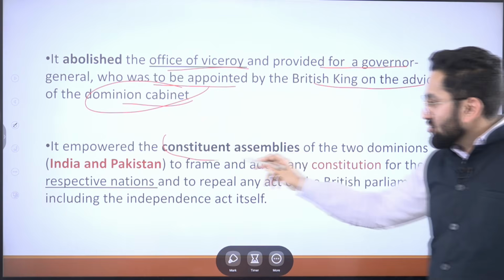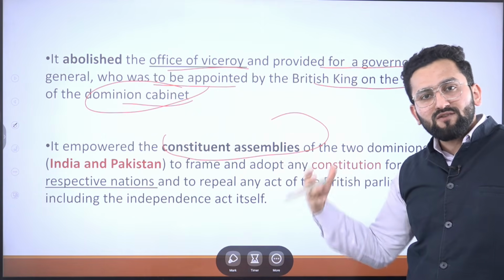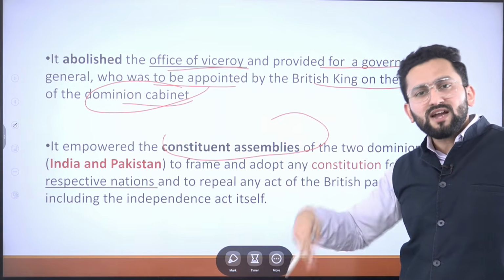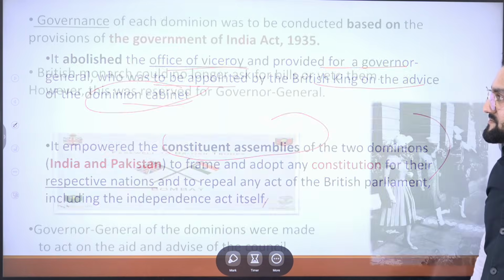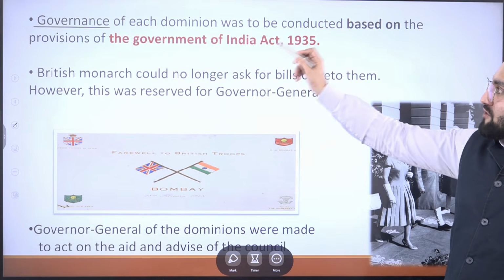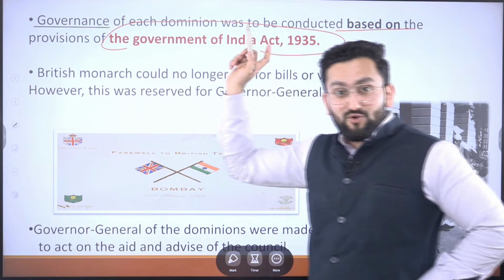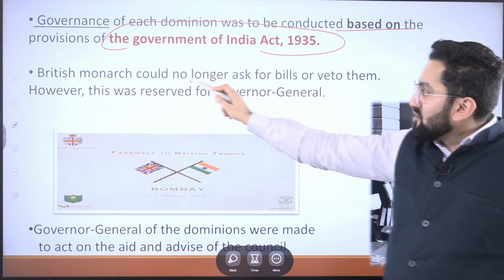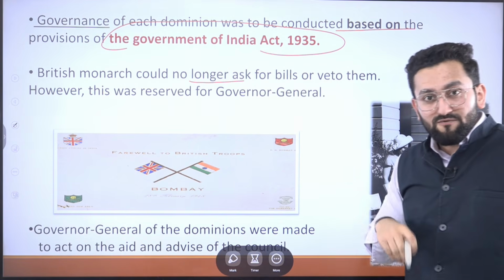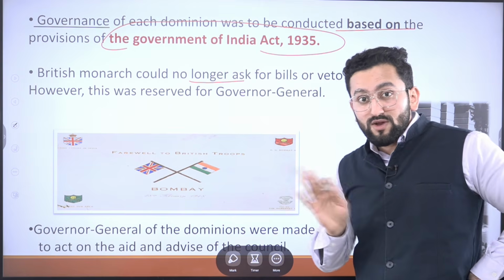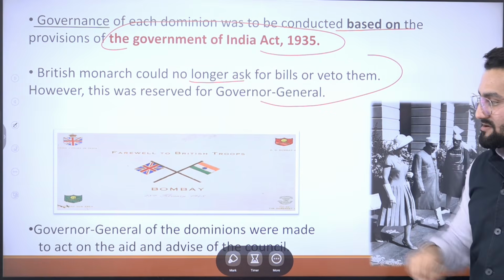Now it empowered the constituent assemblies. As I just told you, India and Pakistan were given this sovereignty to decide the constitution of India as well as the constitution of Pakistan. Now, governance of each dominion was to be conducted based on the Government of India Act 1935, as I told you, right? The British monarch could no longer ask for bills, saying you have to give me the bill and then I'm going to turn it into an act. No, we are not going to. The Crown rule ends here. That time has gone, right?